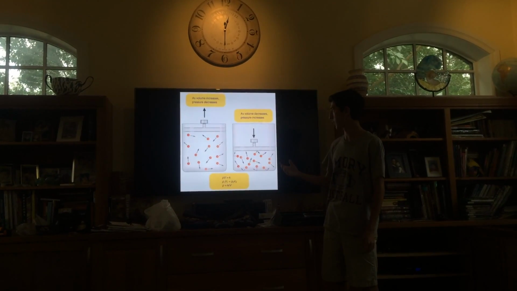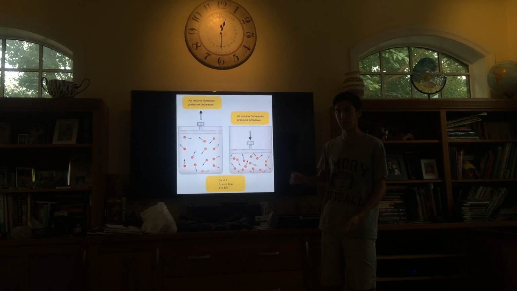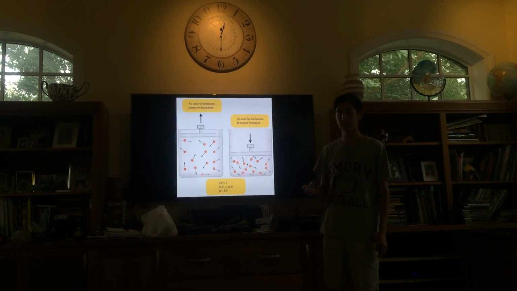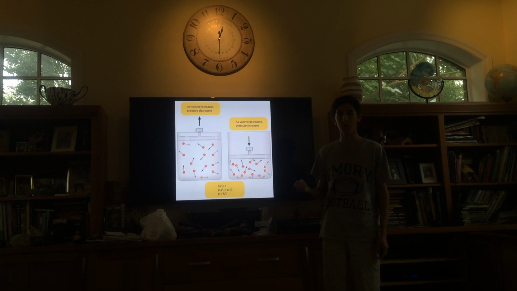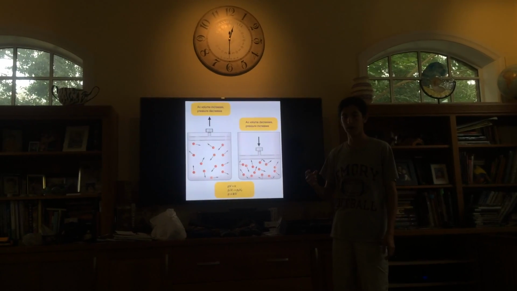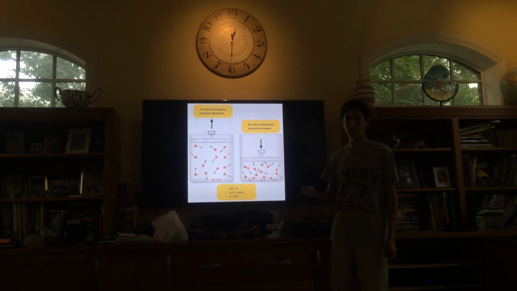And this is because as volume decreases, there's going to be more confined space. And in the more confined space, the molecules are more tightly packed and will hit the walls more often than they used to, creating more pressure in the confined space.